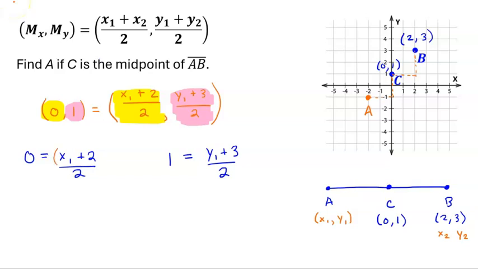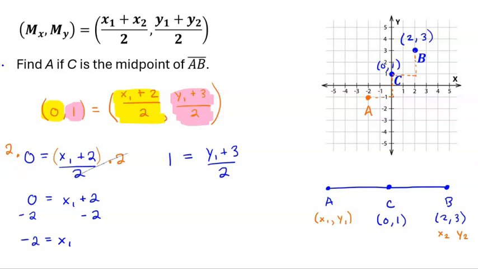Here, that same idea that we kind of had before when we were doing midpoint, finding the endpoint with just singular points on the number line. We're going to multiply by 2. 2 times 0 is still just going to be 0 equals x1 plus 2 because these 2's cancel. And now I'm just going to subtract 2 on both sides, and I get negative 2 equals x1.